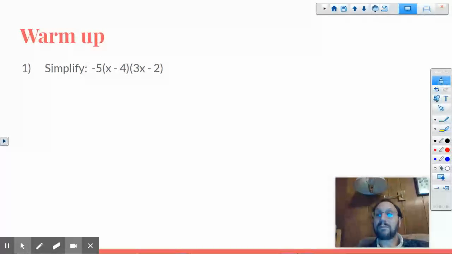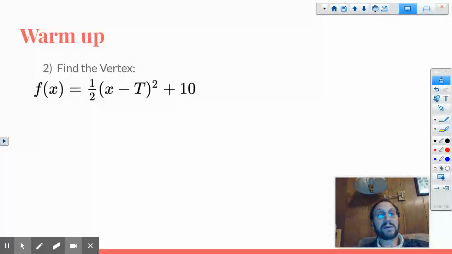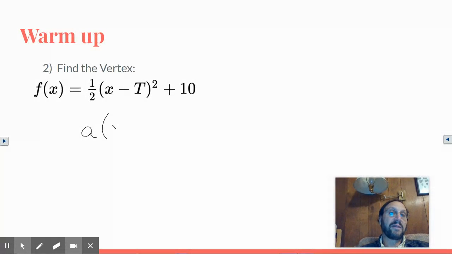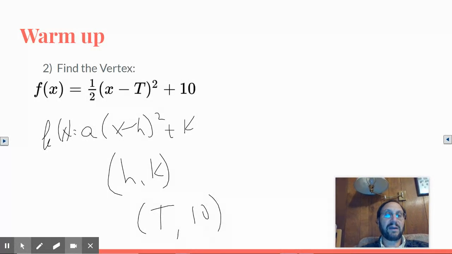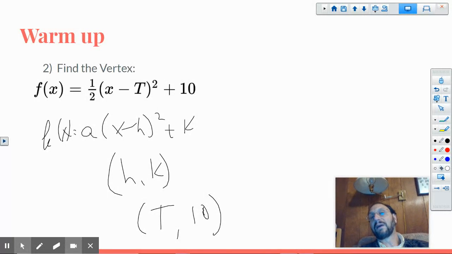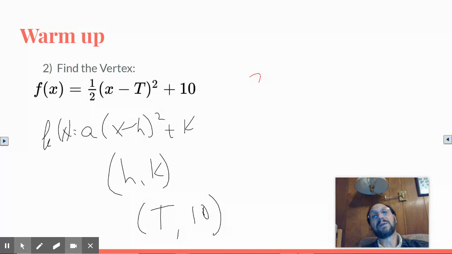Now the second one said find the vertex. So in this one, this is in the form of (x - h) quantity squared plus k. So the h value and the k value give the vertex (h, k). So in this one over here, the h value is 4, and the k value is 10. I don't know how else to say that. They're sitting right in front of you. So I'm expecting that shouldn't be the hardest thing you've ever done in your life.